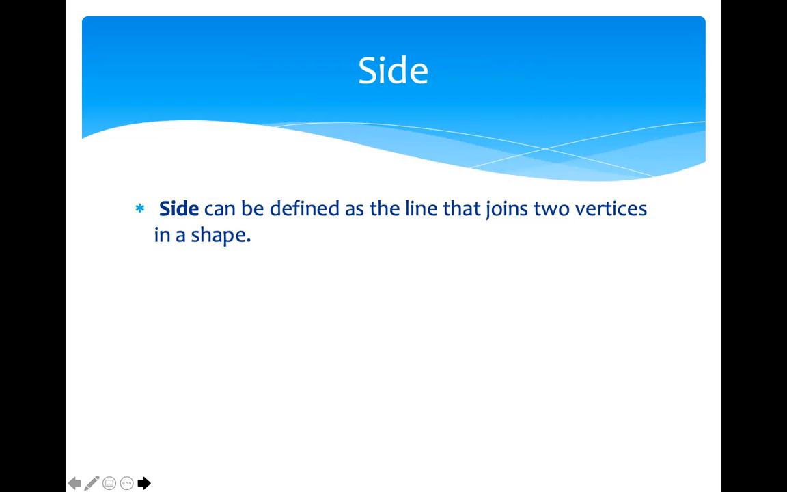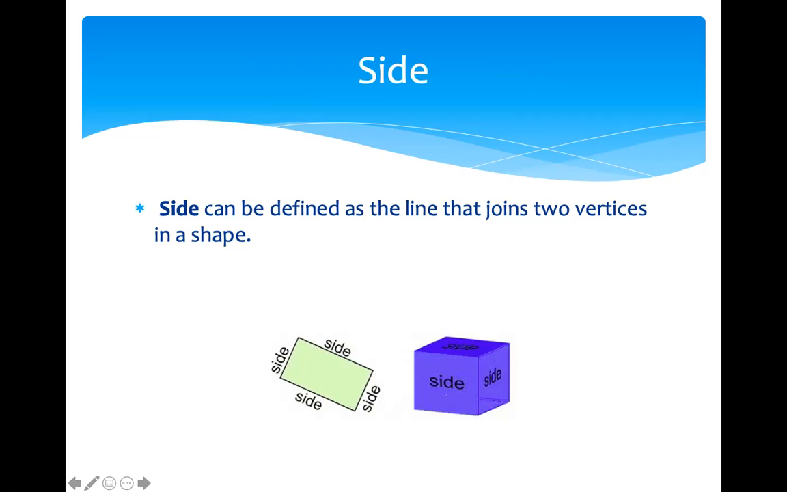Let's look at the first one, which is side. Side can be defined as the line that joins two vertices in a shape. Let's look at the image. Okay, so this is a side. Here are 4 sides. Very good.